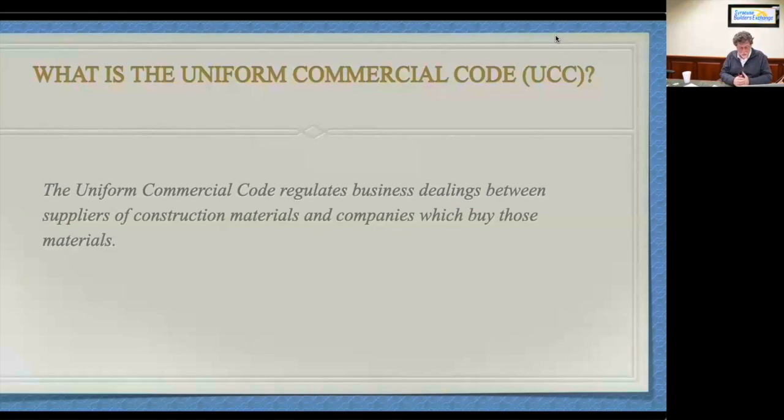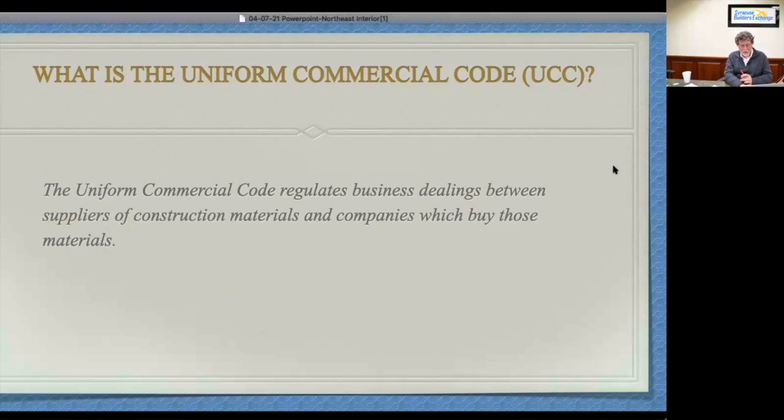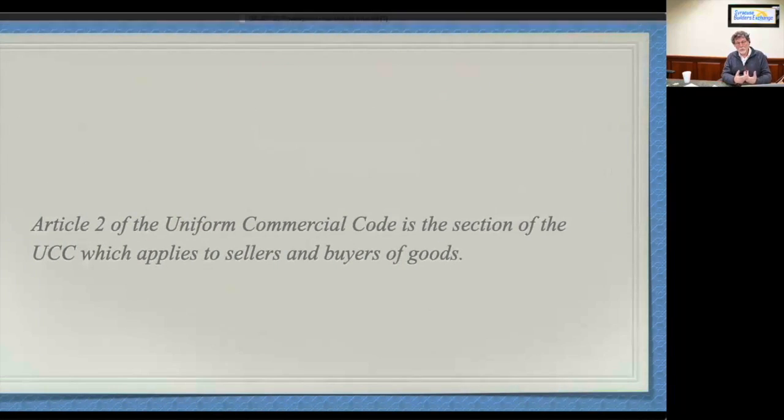Article 2 of the Uniform Commercial Code is called sales. You come within Article 2 of the UCC if you're engaged in a transaction for the purchase or sale of goods. Article 2 of the UCC applies to sellers and buyers of goods. In other words, whether your contract addresses it or not, you may, as a supplier, as a manufacturer's rep, the UCC is going to apply to what you do. So you're a seller of goods if you're the supplier, the manufacturer's rep.